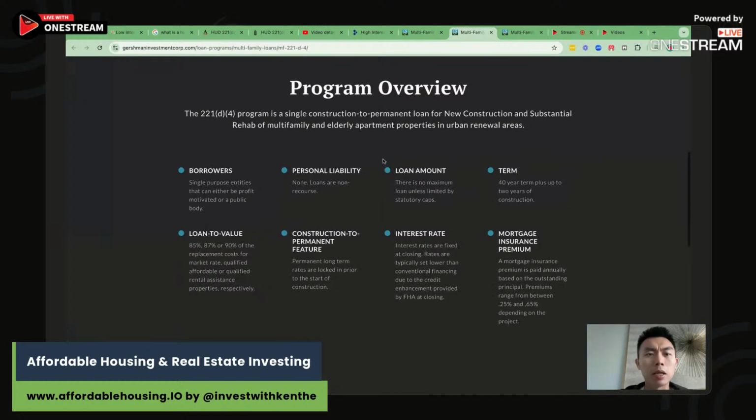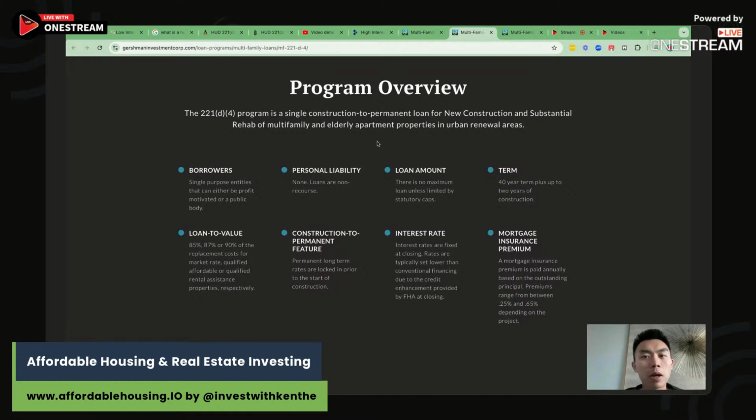Now, the HUD 221D4 loan, let me go through a couple of things. Traditionally, some construction loans are going to be recourse. What does that mean? It means that you can be personally liable for that loan. So if something goes completely wrong, they can go after your assets and sue you to recover as much of the principal amount of the loan as possible.